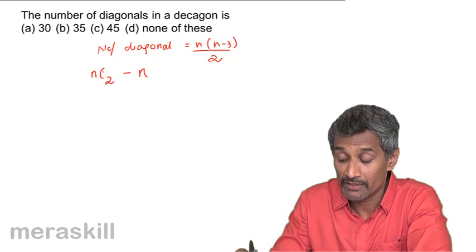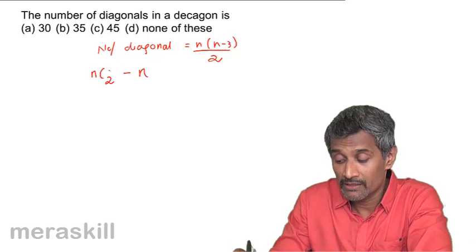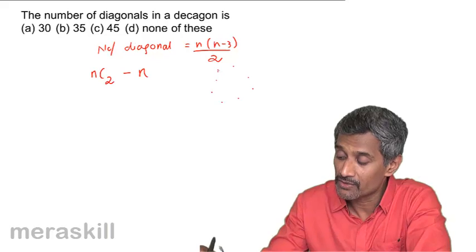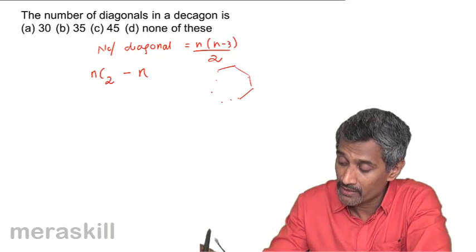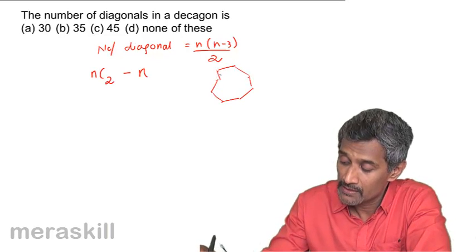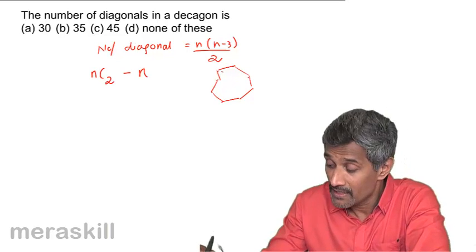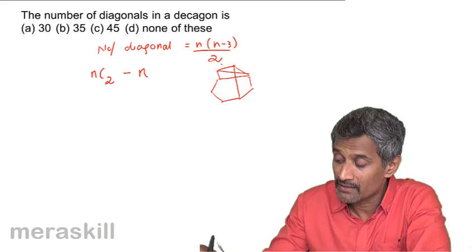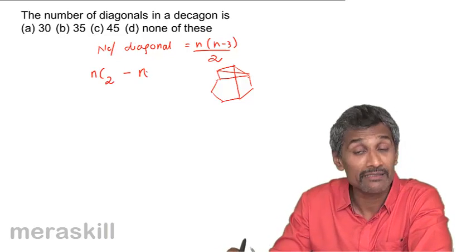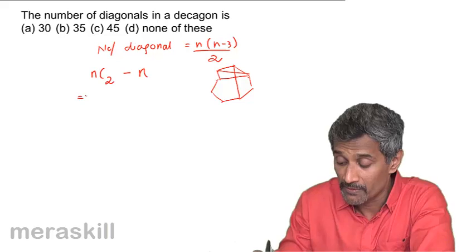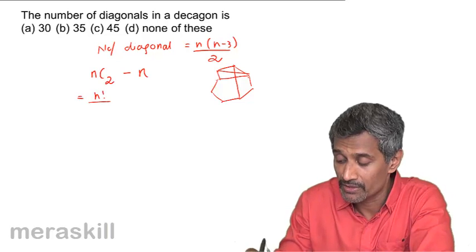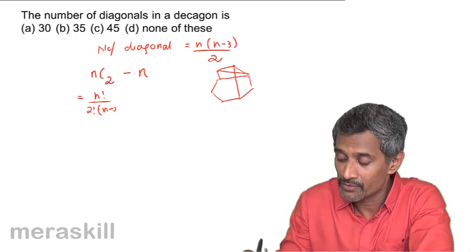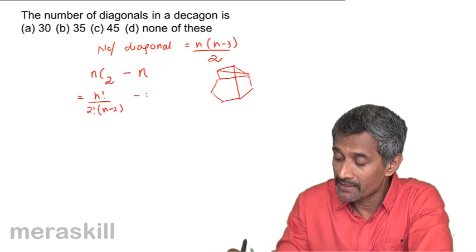Now nC2 involves all the lines that are formed by joining any 2 points. Suppose there are 1, 2, 3, 4, 5, 6, 7, 8 points. So this nC2 includes all these sides as well as the diagonals. So from this, if you subtract the number of sides, that is nC2 minus n, you get the number of diagonals. If you simplify this, it becomes n factorial upon 2 factorial into (n minus 2) factorial, minus n.